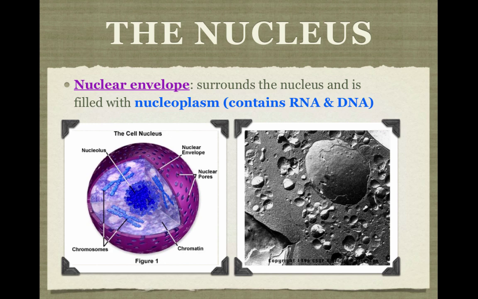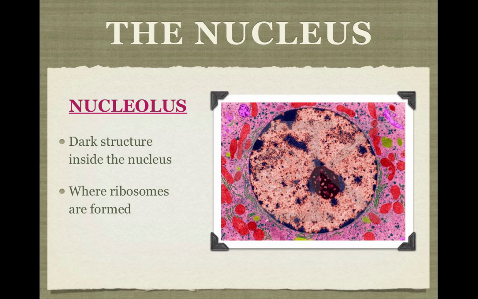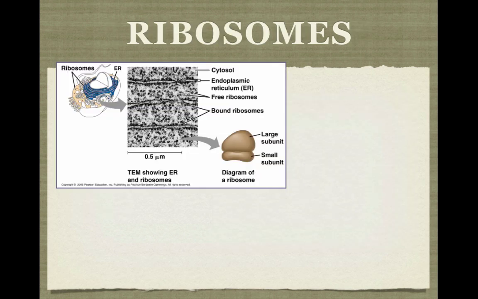If you're looking at the picture, in purple, the light purple would be the nuclear envelope, and that's surrounding the nucleus, and all of the fluid within that nucleus is the nucleoplasm, and within your nucleoplasm you've got your RNA, your DNA, and your nucleolus, which is the darkest part in the center of your nucleus. So the nucleolus is the dark structure that's inside the nucleus. It's where all of the ribosomes are formed.